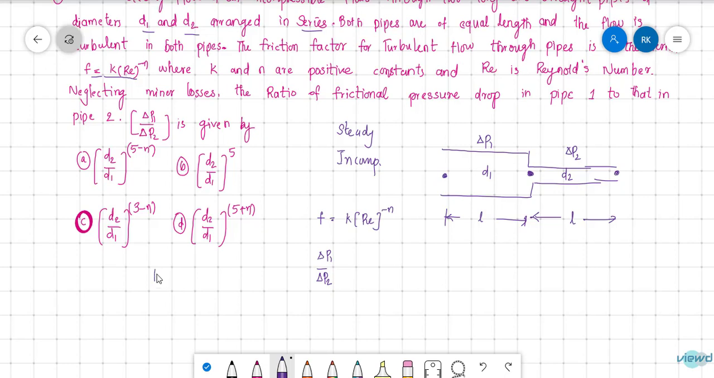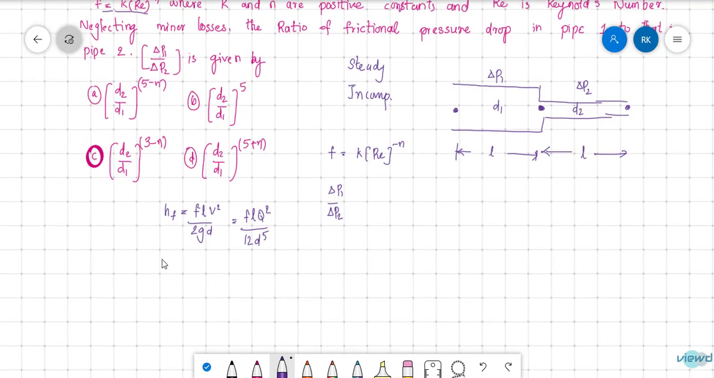But we know the formula for frictional head, that is equal to f L V squared by 2gD, which is also equal to f L Q squared by 12 D power 5. So this is what we know. But hf is equal to delta P divided by w. So delta P is equal to w into f L Q squared by 12 D power 5.